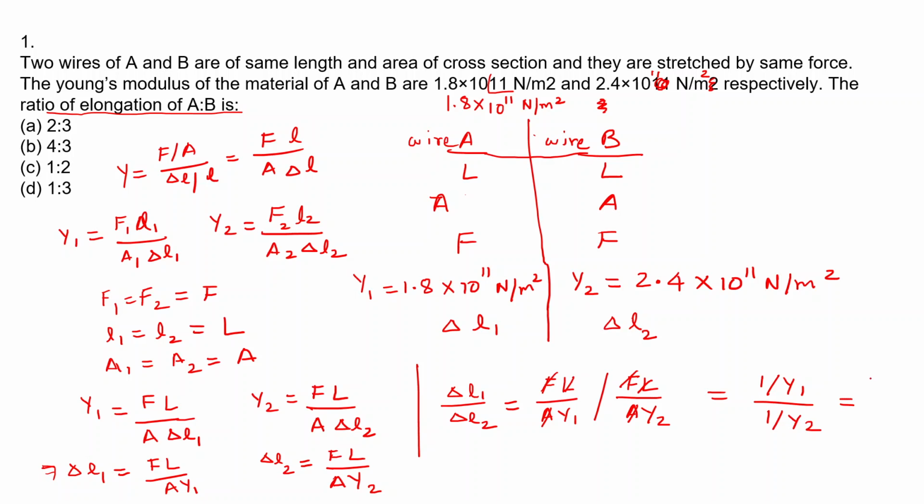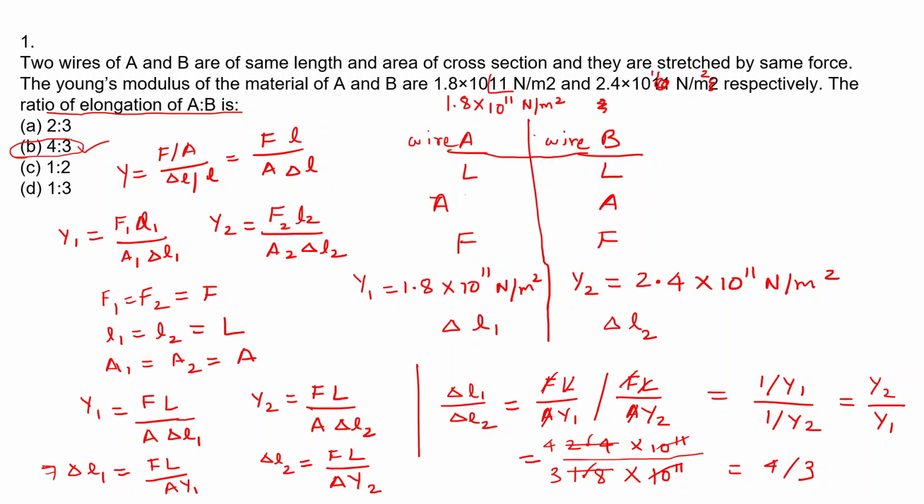This means y2 divided by y1, and we know the value of y2 is 2.4 times 10 to the power 11 divided by 1.8 times 10 to the power 11. If I divide it by 6, it will be 4 times, this will be 3 times, and this also will get divided. So what I will get is 4 by 3. That means the correct answer is this: the ratio of elongation of wire A to wire B is 4:3.